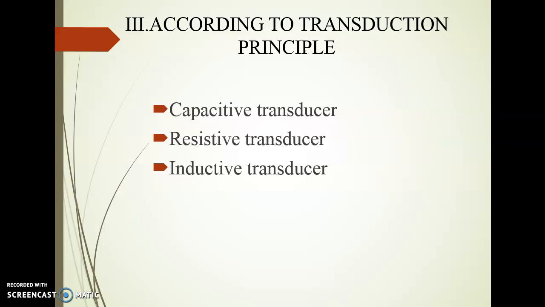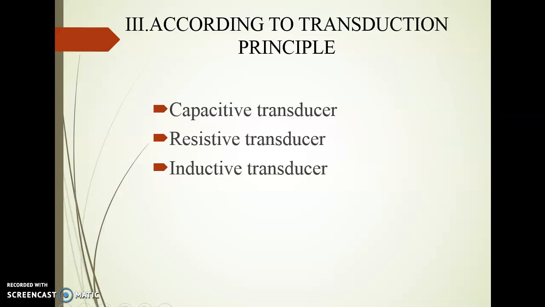In a capacitive transducer, we know that when two plates are separated by a dielectric medium, it forms a capacitance. One plate is a movable plate. If you apply a force to the movable plate, the distance between the plates is going to be changed. We already know the formula that C is equal to epsilon A by D. If the distance between the two plates is changed, the capacitance is going to be changed. So we get output as capacitance.